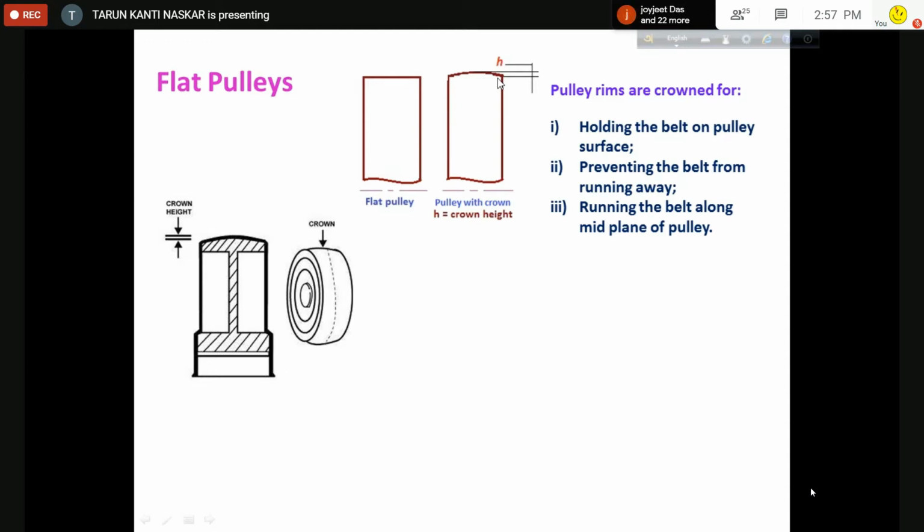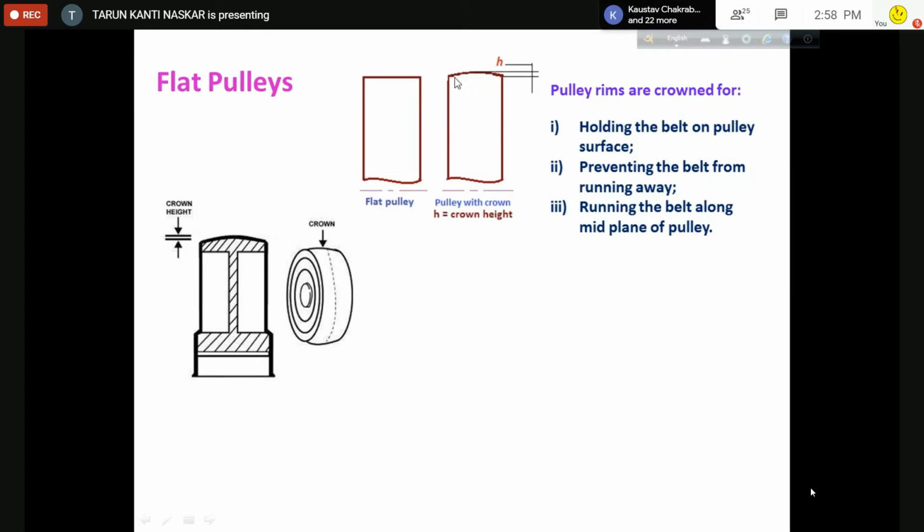Another thing is, why not both the pulleys are crowned? Because if both the pulleys are crowned, then the orientation of the pulleys should be such that the crown height point on one side, and the other side, will be in a perfectly straight line, perfectly perpendicular to the axis of the shaft. Otherwise, there will be some slip on the surface of the pulley, and there will be noise.